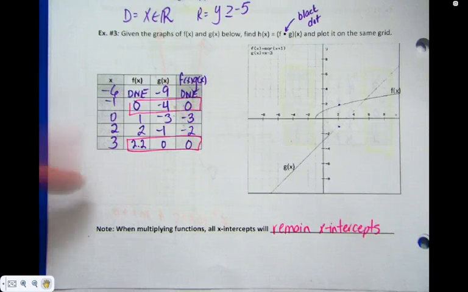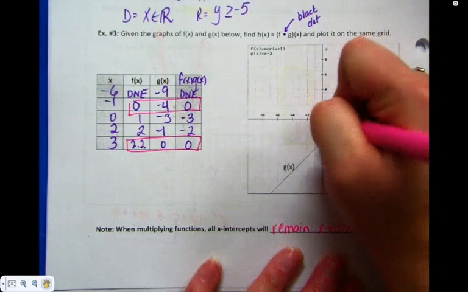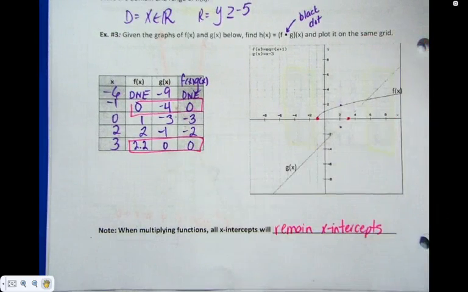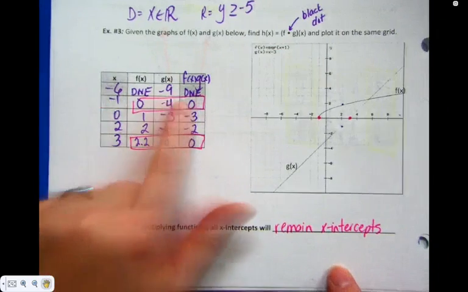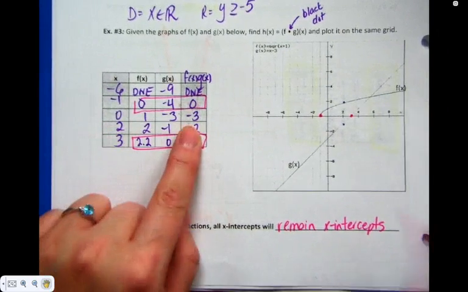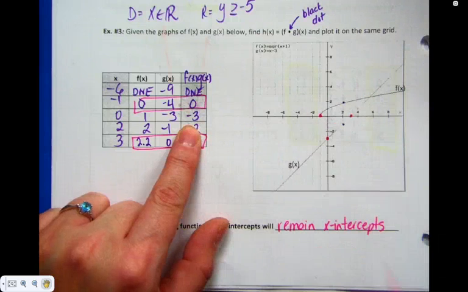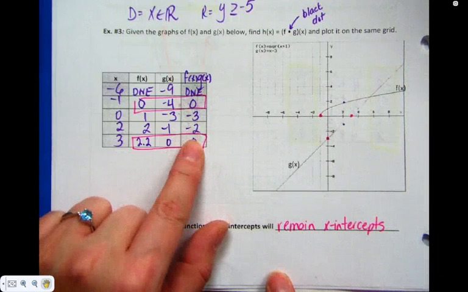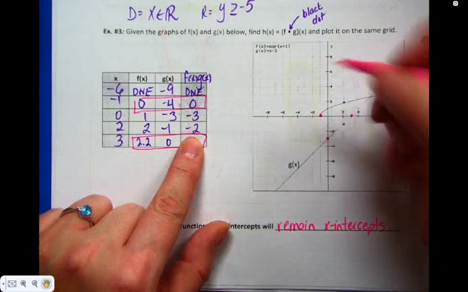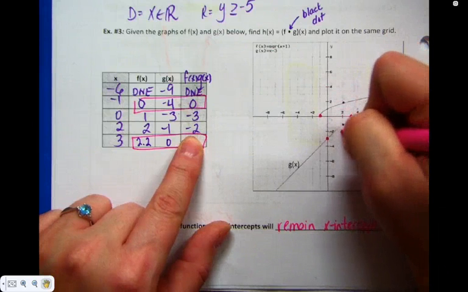So even if I hadn't chosen those random values, before I start anything, I can go to the graph and mark the 2 x-intercepts, and I know those are points on my multiplication. Even if we hadn't chosen them, I know they're there because when you're multiplying, x-intercepts stay as x-intercepts. Okay, I can't do the -6 dne, so I'm going to jump down to the 0, -3. And then I've got a 2, -2.